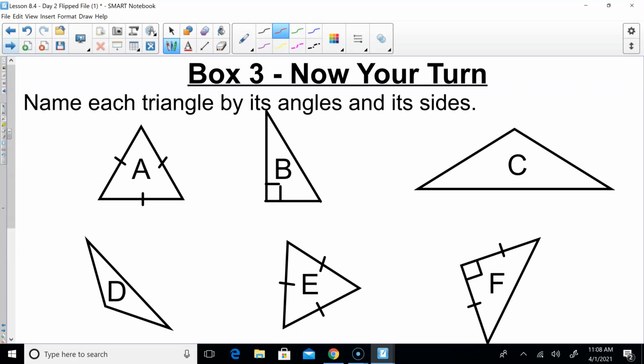And just even more practice. Now we're going to use letters to mix it up a little bit by its angles and its sides. Letter them A through F, draw them out just as I have them here. Label them by their angles and their sides. That way you have good practice to perfect the skill of identifying triangles by their angles and sides.